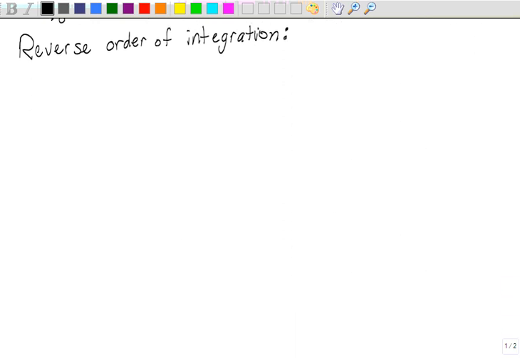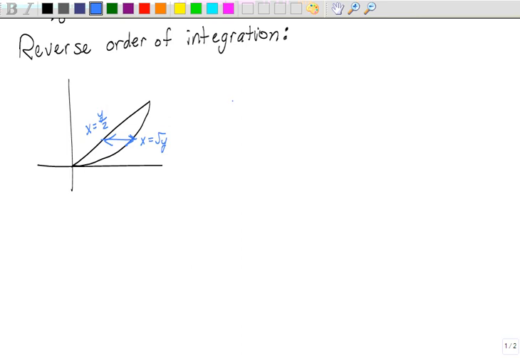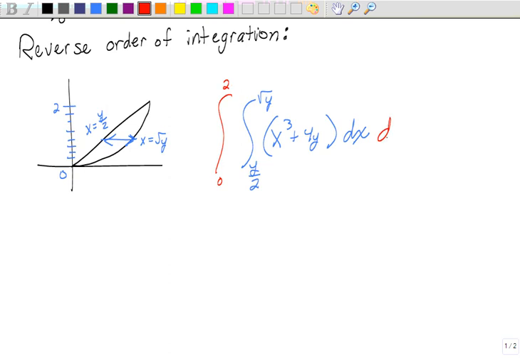So I'll draw another picture. We're going to go this way first. This is x equals the square root of y, and this is x equal y over 2. So we're going to integrate with respect to x first, and then we're going to integrate along here, 0 to 2, with respect to y.